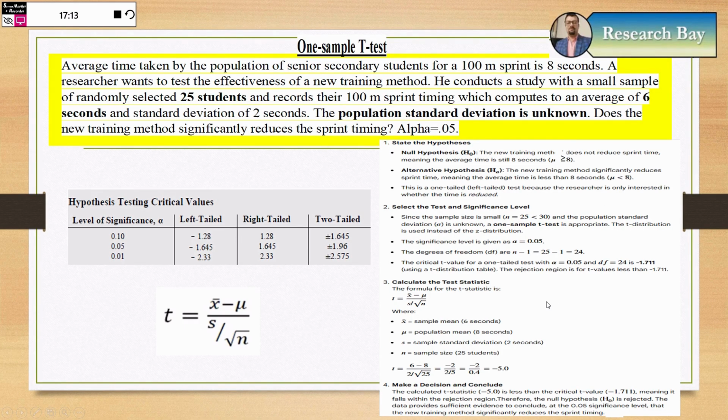So this was all about how to manually do a one-sample z-test and a one-sample t-test. I have explained to you in very simple and easy to understand language so that you can remember it forever.